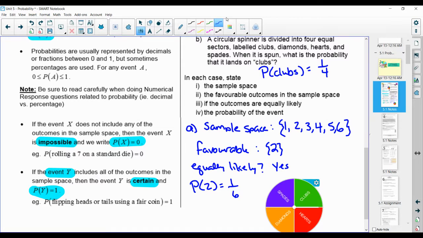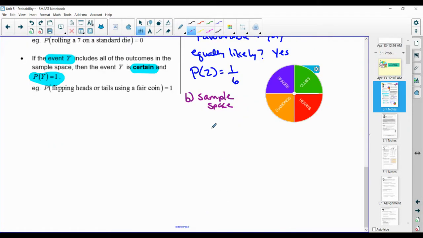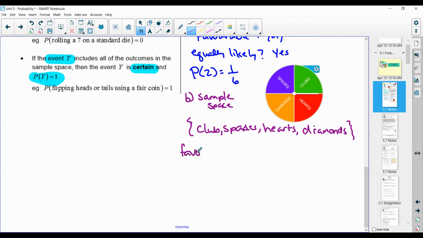Now let's look at the spinner and do the same questions. So first of all, our sample space. Our sample space we can write in set notation. And for this one here, it would be clubs, spades, hearts, and diamonds. Our favorable outcome, in this case, we want to get clubs. So our favorable is clubs.